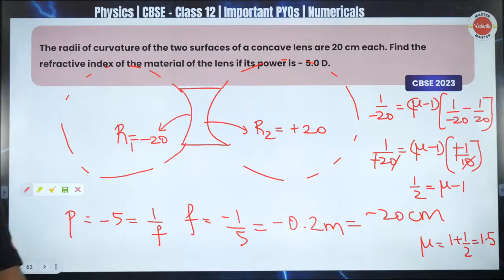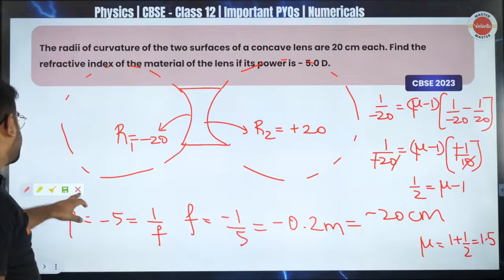Very nice question. This is what they always ask, all mix and match. Mix and match they're asking. Okay. Shall I move forward? Yes. Let's go to the next one.